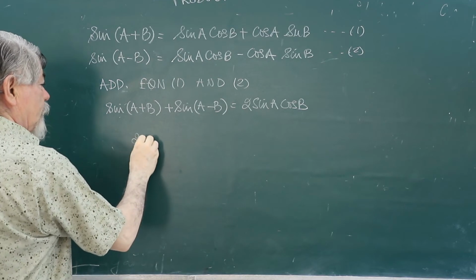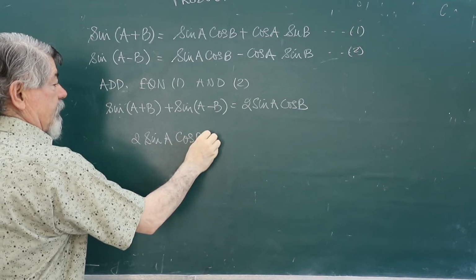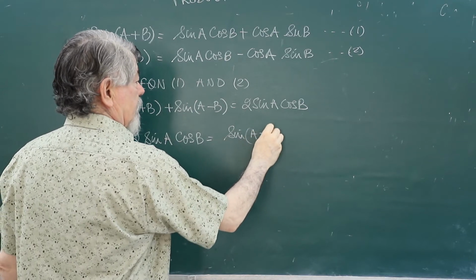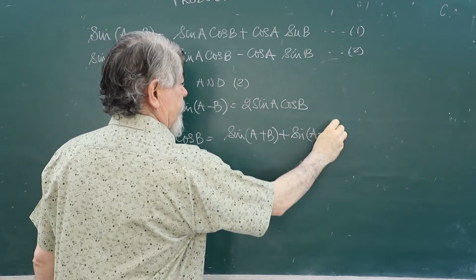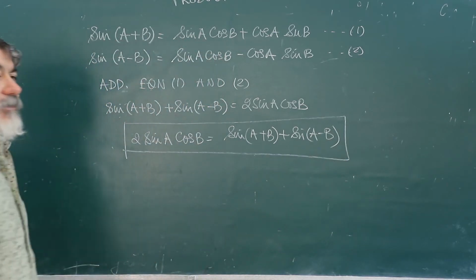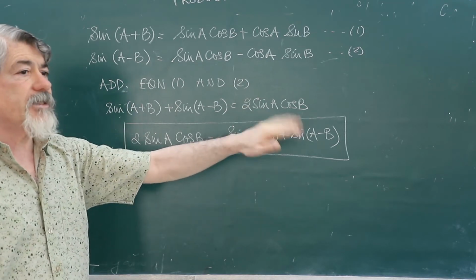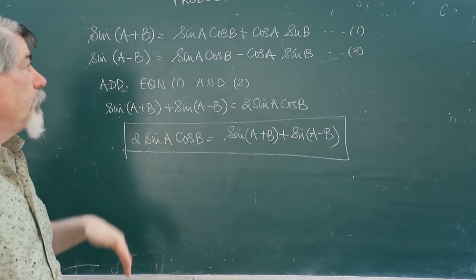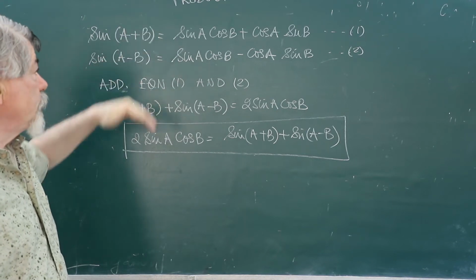2 sine A cos B is equal to sine A plus B plus sine A minus B. This is the formula which we have obtained. Like we added these two equations, the next step we are going to do is subtract equation 2 from 1.